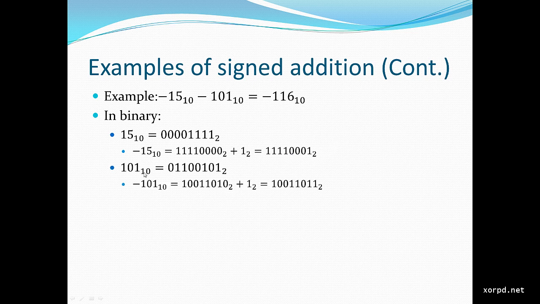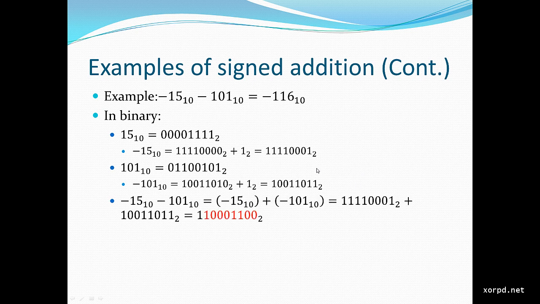We do the same with 101. Also for 101, we get the minus representation in the 2's complement. We did mostly the same thing. We just flipped the bits, added 1, and got this result. So now we have the representation both of minus 15 and minus 101, both of them in the 2's complement of base 2.